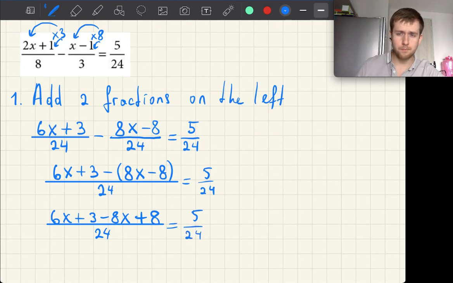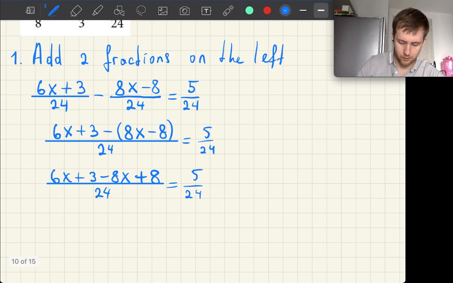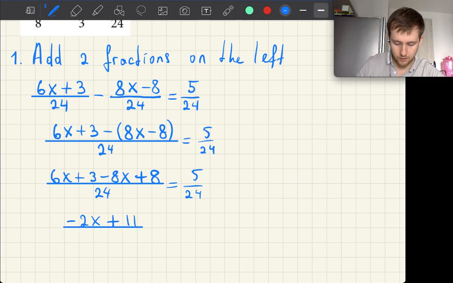There are actually two ways we can solve it. First of all, we can simplify it a little bit. 6x minus 8x is minus 2x, and 3 plus 8 is 11 together. So we have (-2x + 11)/24 equals 5/24.